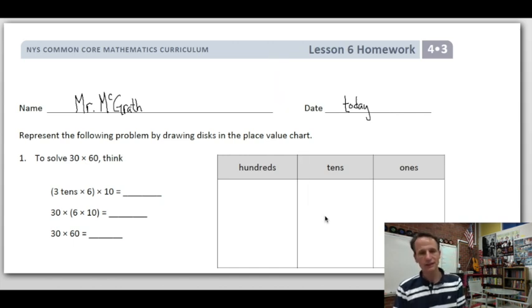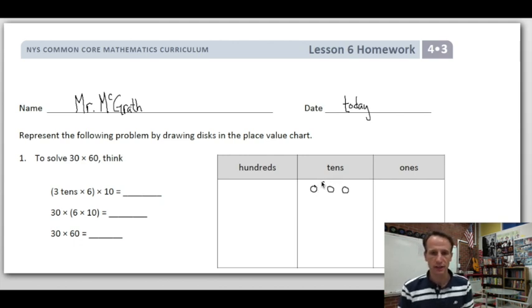So to draw this out, we're going to draw 3 tens times 6 times 10. And here's what it looks like. With a lot of these, we'll draw our 3 tens. It's not so much that the math is difficult. I think sometimes, especially for us who were taught differently, the question is, what does Eureka Math want from me here? I can do the math, but what am I supposed to write on this place value chart? And that's why I'm here.